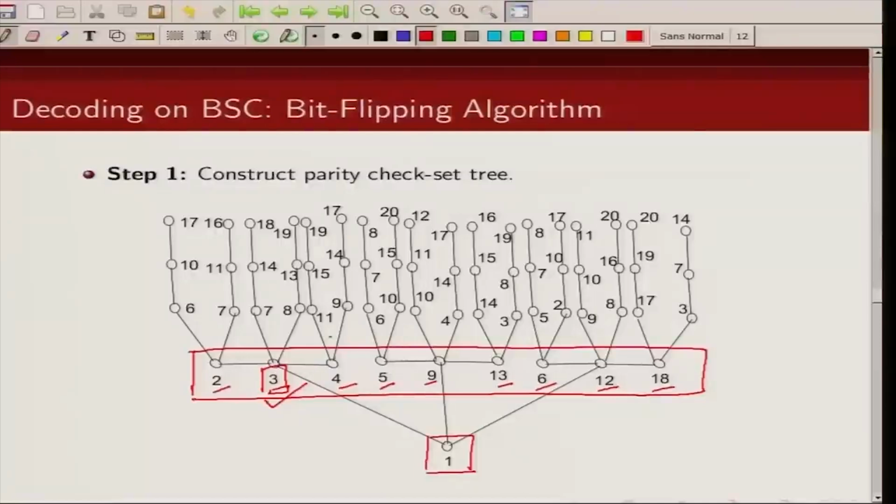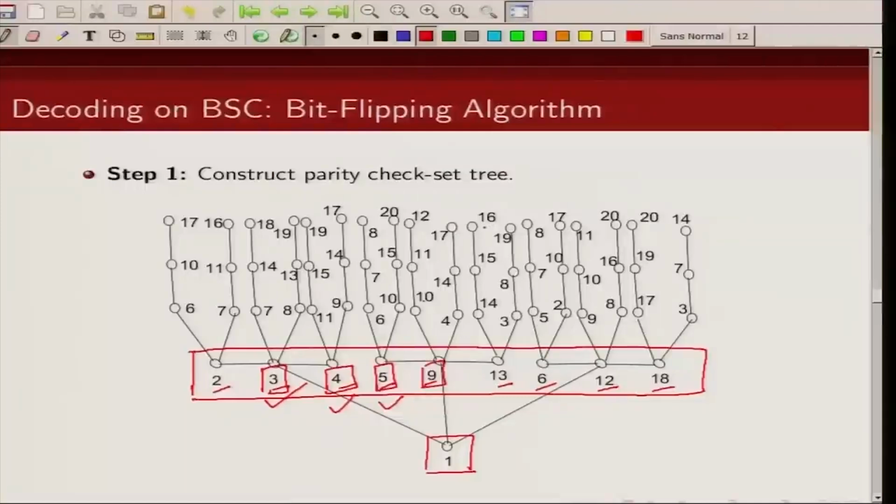What about 4, 11, 15, 19? They were not received in error. Similarly 4, 9, 14, 17 were not received in error. So these parity check sets will be satisfied. 5, 6, 7, 8, this will be satisfied. 5, 10, 15, 20, again these will be satisfied. Similarly 9, 10, 11, 12, no error in any of the bits, so this parity check equation will be satisfied. Similarly 17, 14, 4, so this will be satisfied.